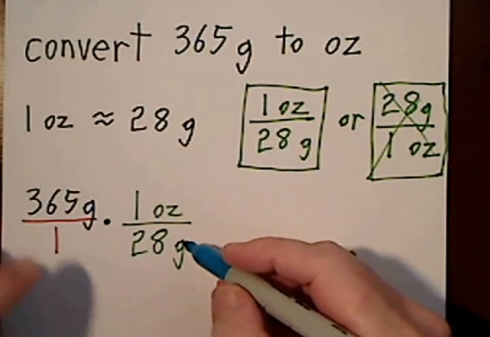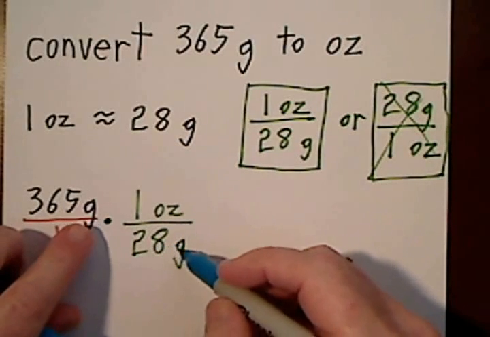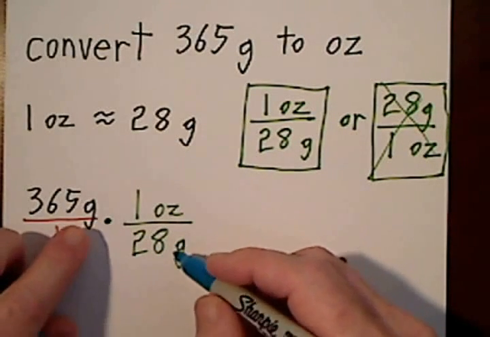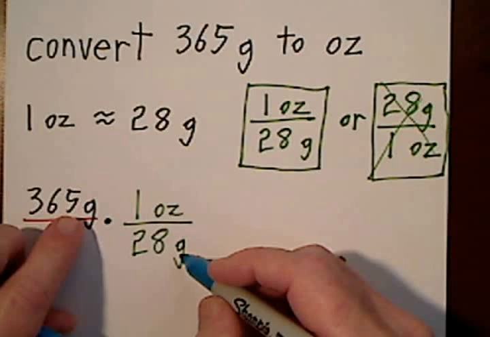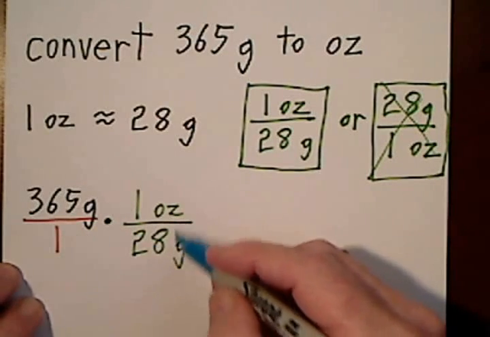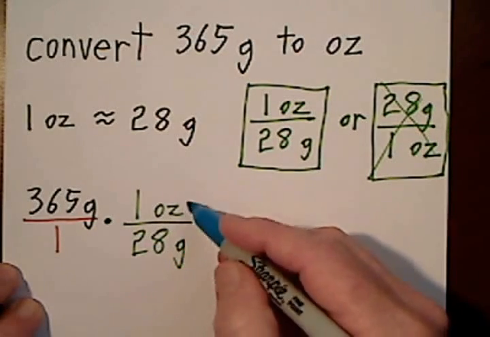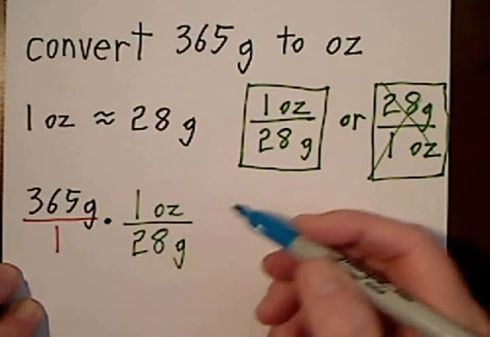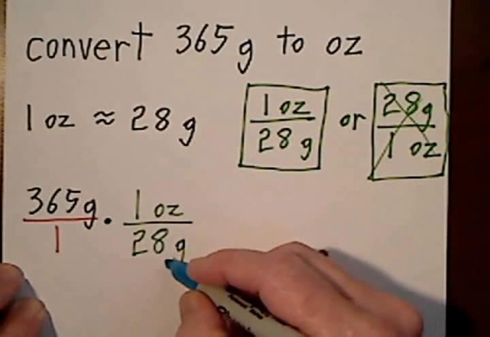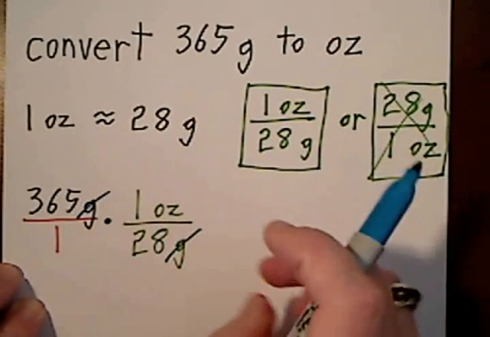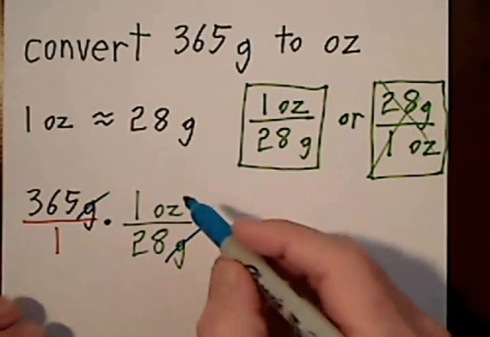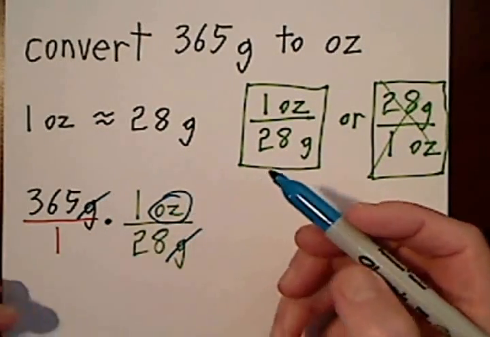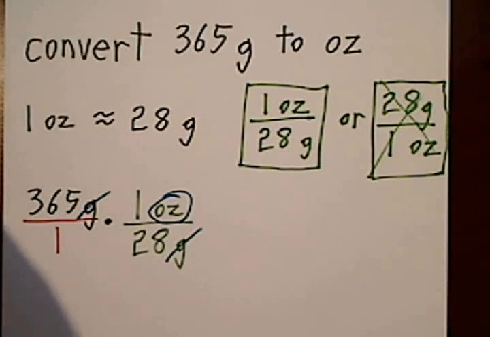Well, they have to be common, the same. And I'm allowed to cancel diagonally. Also with fractions you can cancel vertically, but that wouldn't be possible here because I have ounces and grams. So grams cancel grams, and I'm left with ounces. So that takes care of the units.